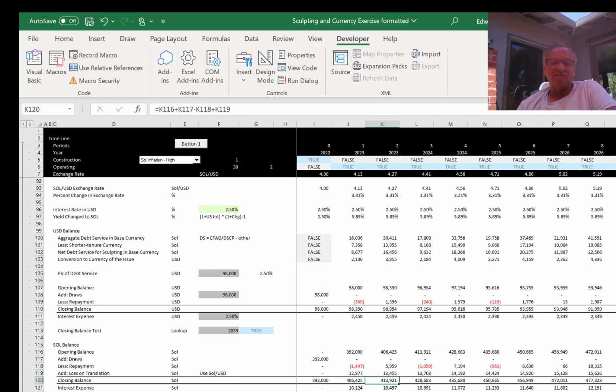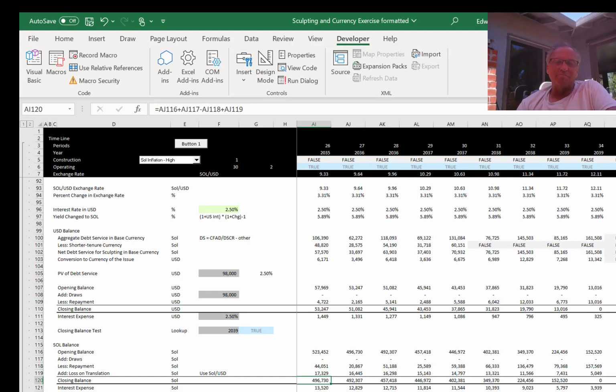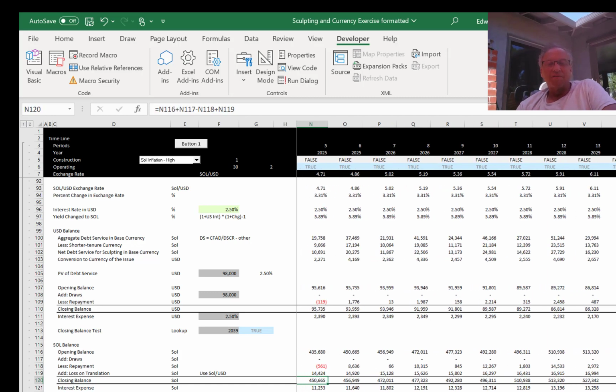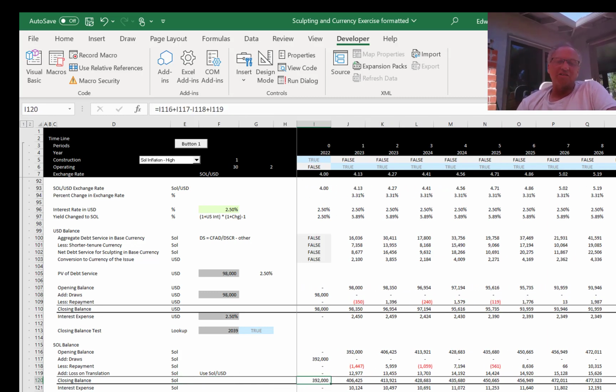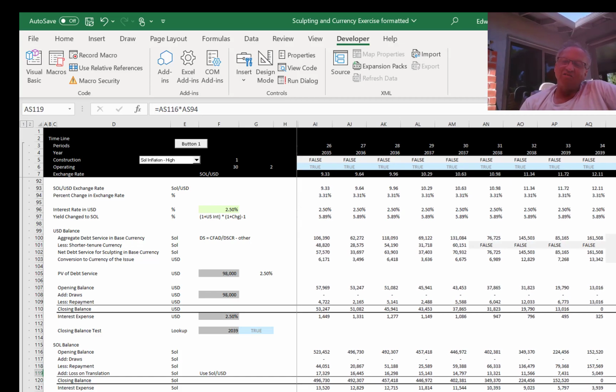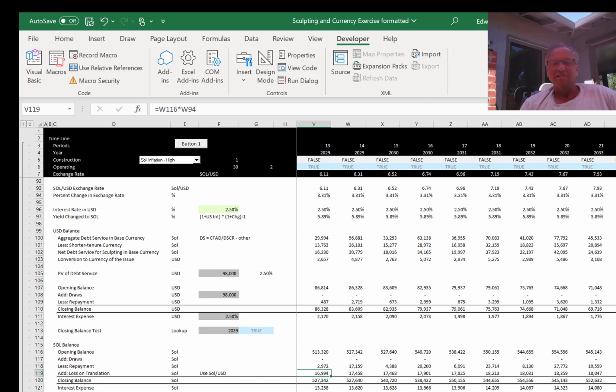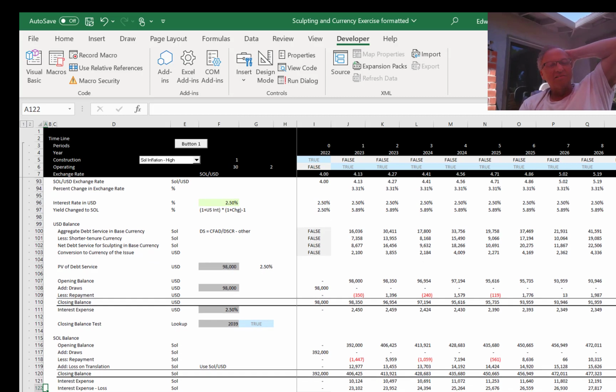Now, once you have that loss on translation, here's the beautiful thing: the total debt balance goes down to zero. And that's what you really want to make sure. So this is the amount of extra soles you have to pay because there's a devaluation year to year in the soles to USD. And you get it, so it goes down. Oh, that's good news.